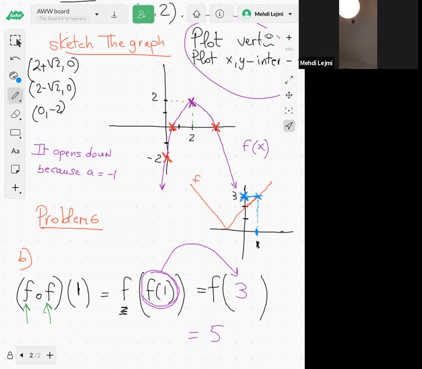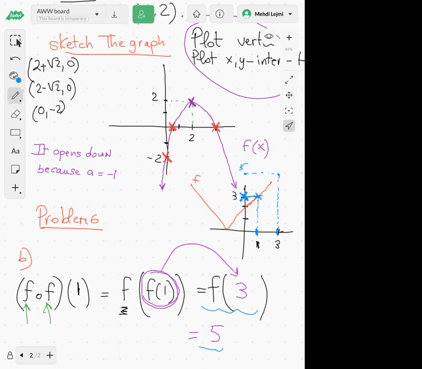Now, I have to evaluate again, but this time it's f of 3. So you go to 3 here, and then you use your vertical line. It's going to intersect the graph at 5, right here. Okay, that's why we got 5 as the final answer.